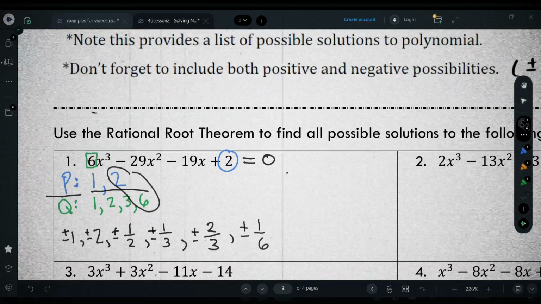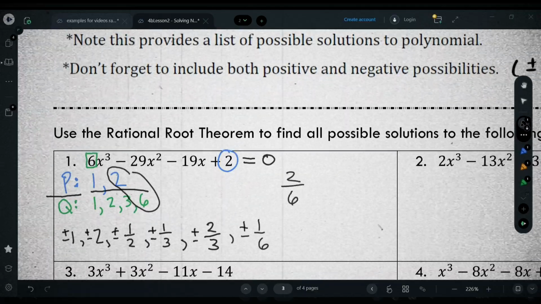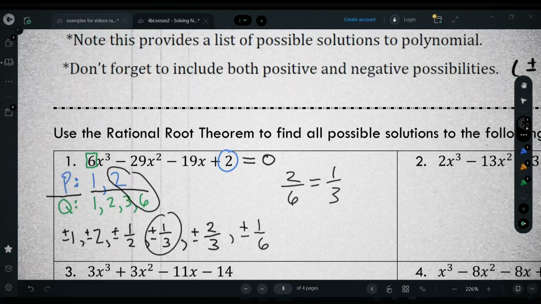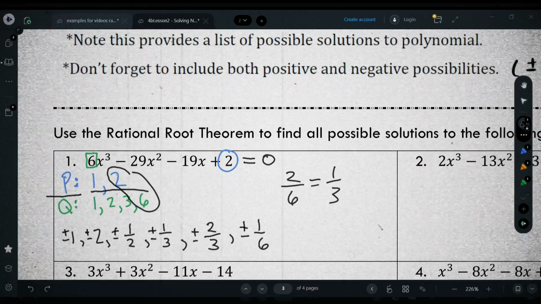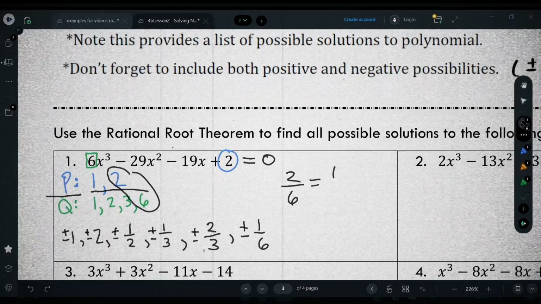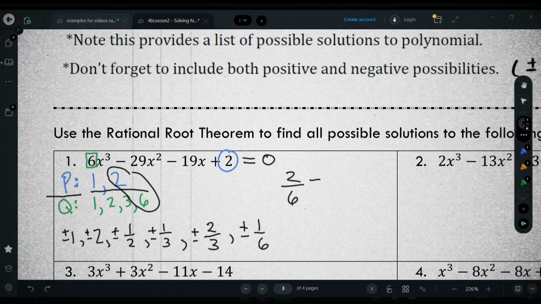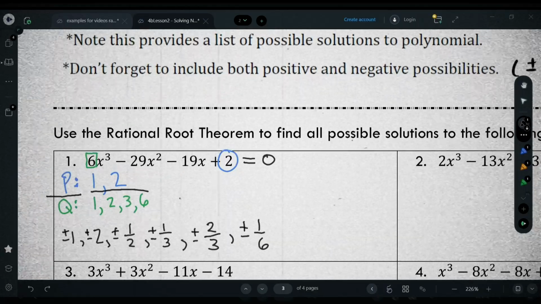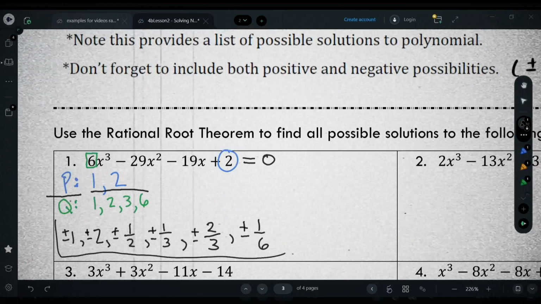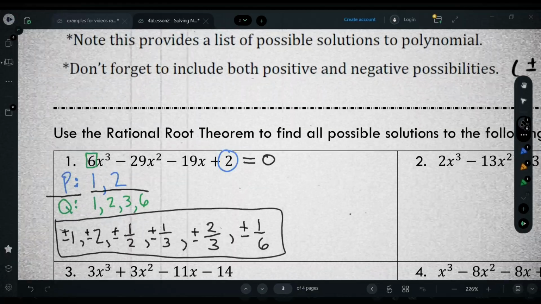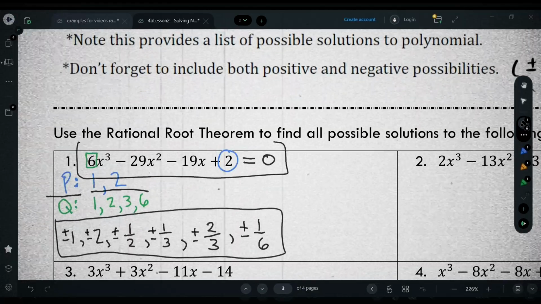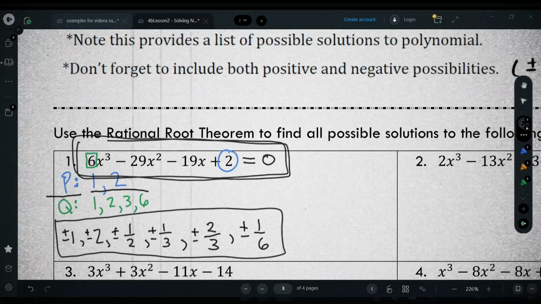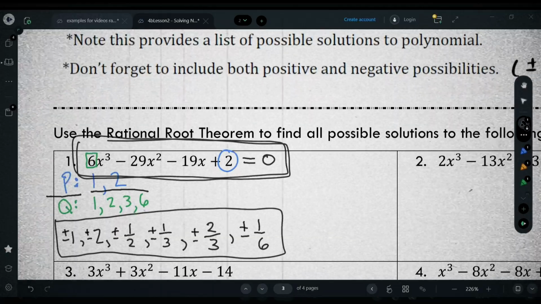Now, let's see here. 2 over 6 can simplify to 1 over 3, which, look, we already have on the list. So this gives us another duplicate, so we're not going to write that down. Okay, and we've gone through all the possible combinations here. So this here is the list of possible solutions to this equation. If this equation has any solutions that are whole numbers or fractions, it's guaranteed to be on the list. That's what the rational root theorem tells us.